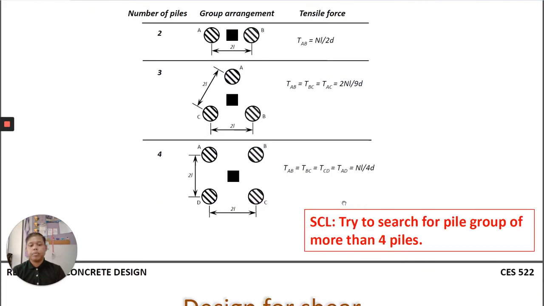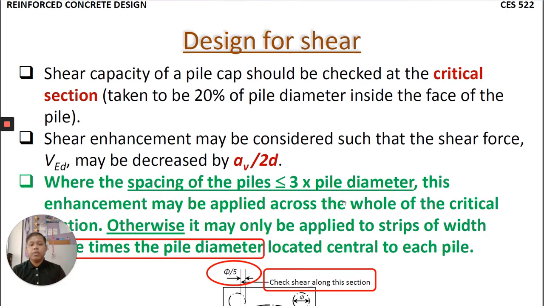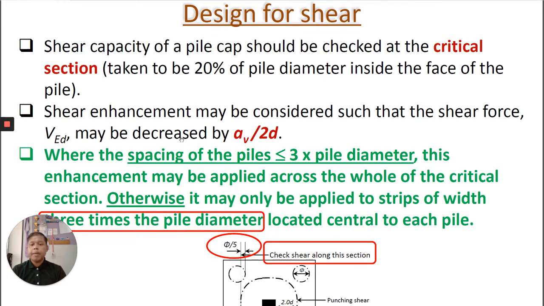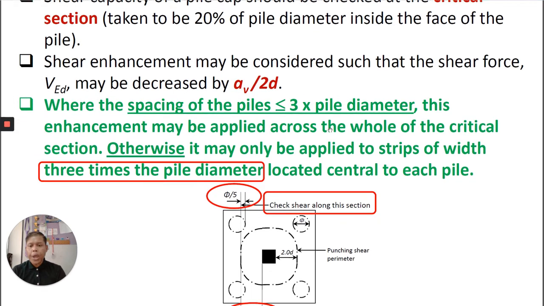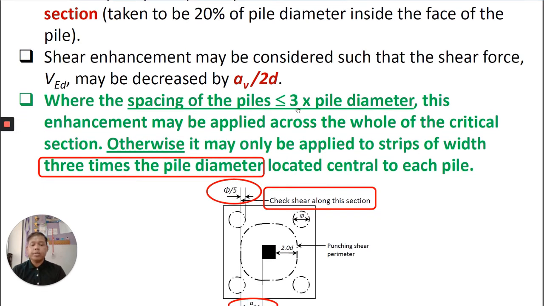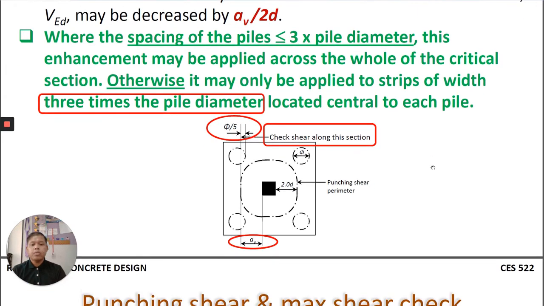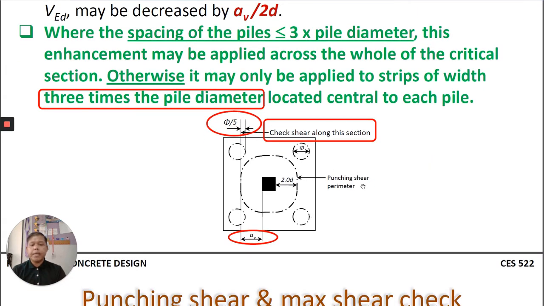Okay, so for the design shear, the shear capacity of a pile cap should be checked at the critical section taken to be 20% of the pile diameter inside the face of the pile. Shear enhancement may be considered such that the shear force VED may be decreased by AV over 2D, where the spacing of the pile is less than or equal to 3 times the pile diameter. This enhancement may be applied across the whole of the critical section. Otherwise, it may only be applied to a strip of width 3 times the pile diameter located central to each pile.